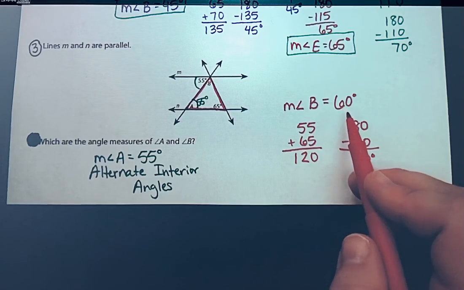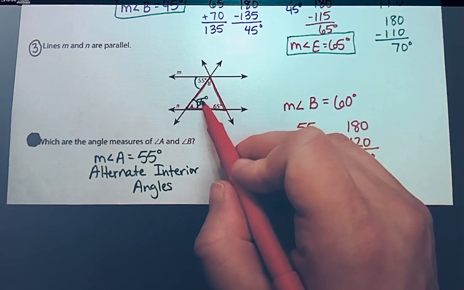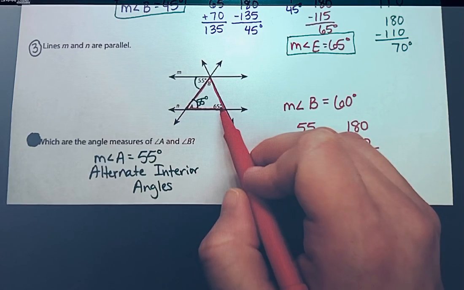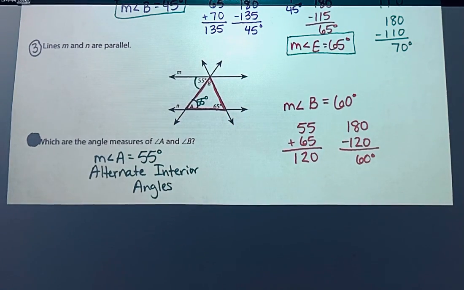Now you can always check this. What is 60 plus 55 plus 65? When you add up all the angles of the triangle, you get 180. If you check it and you're over or under 180, then some of your math is not correct. That's an easy way to make sure that you have the correct answer: check all three angles at the end of the problem and make sure that they all add up to equal 180 degrees.